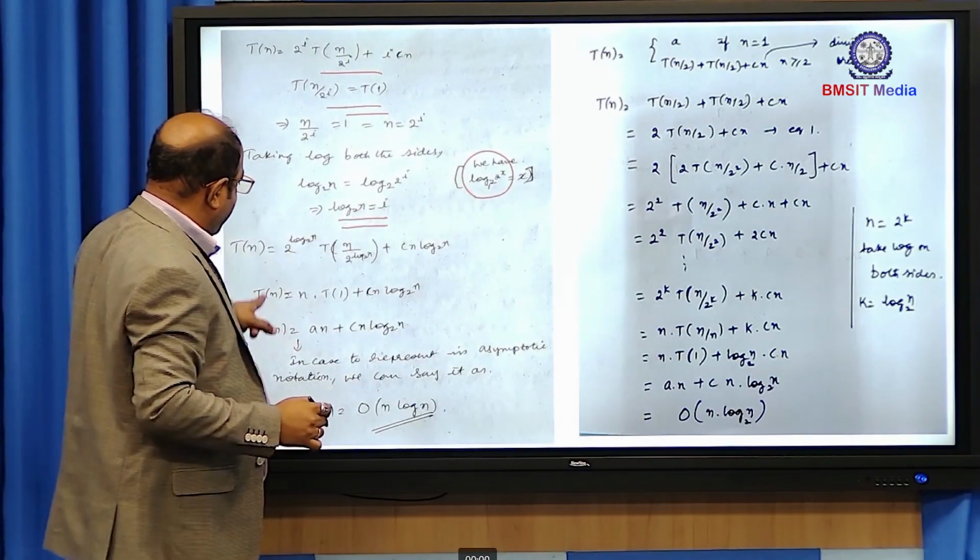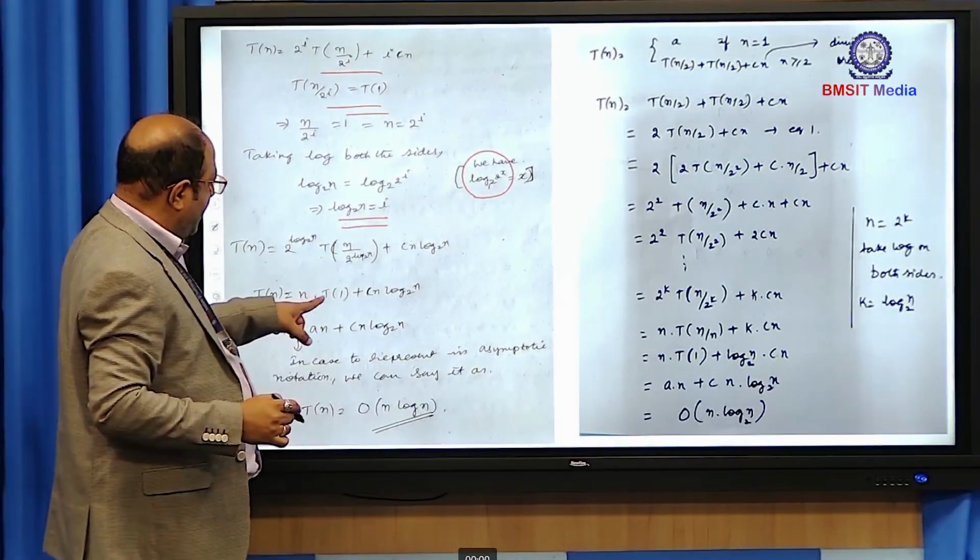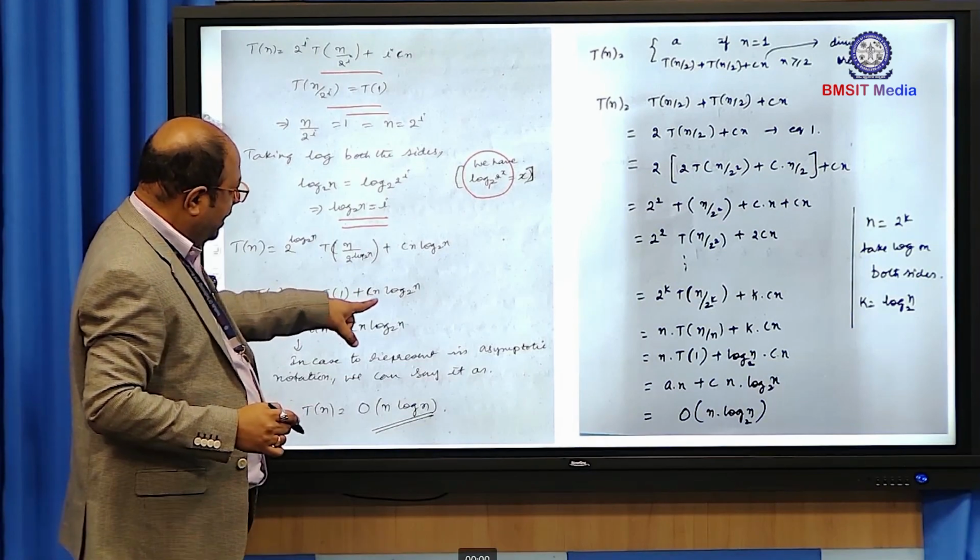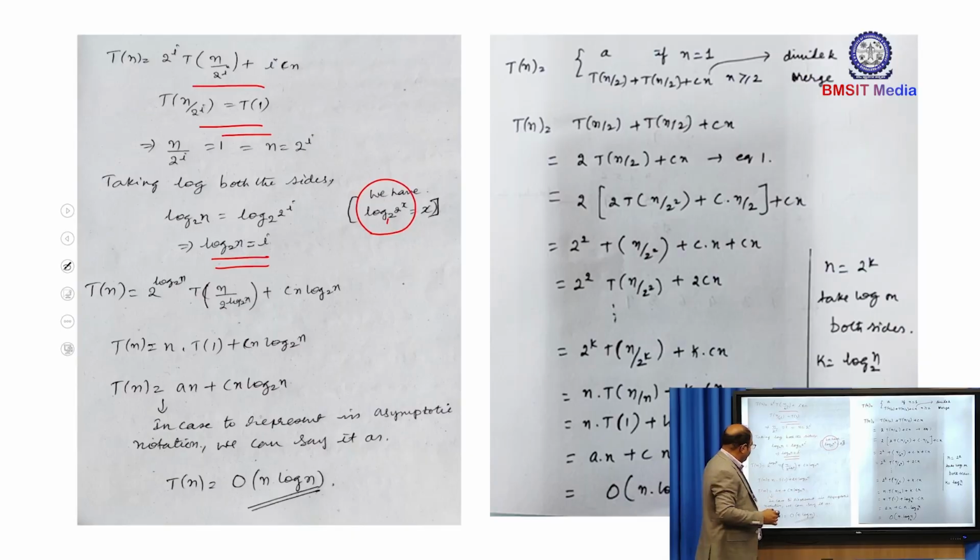So with this replacement we get the equation T of n is equal to an plus cn log n to the base 2. In case we want to replace it with an asymptotic notation, we can say it is big O of n log n, because when you compare some constant n log n to the n here, the bigger value is n log n to the base 2. So this is bigger compared to the n value. So we are going to consider big O of n log n as the complexity for the worst case of merge sort.